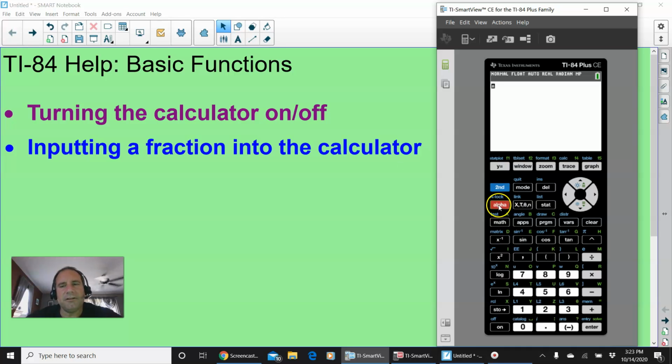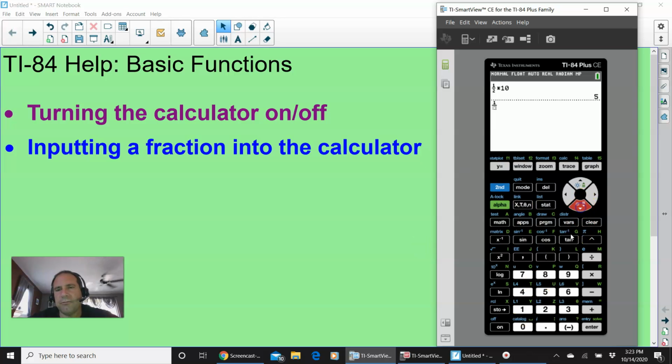You press alpha and X. You see with that, the numerator and denominator popped up on my calculator, and I am ready to put that fraction in, and I put it in as 1/2. And if I do 1/2 times 10, it's 5.